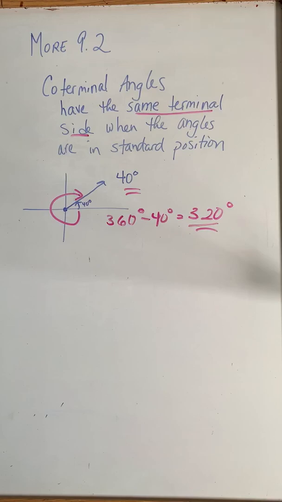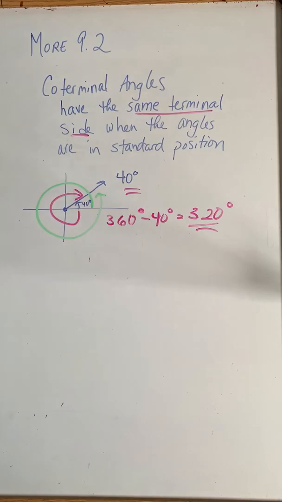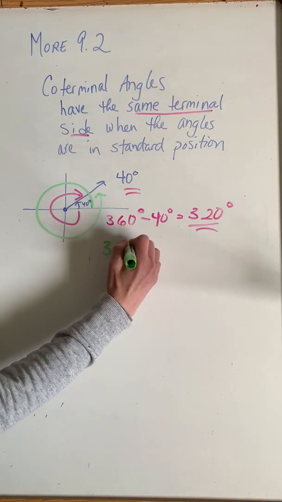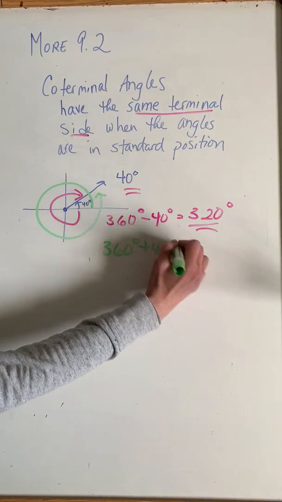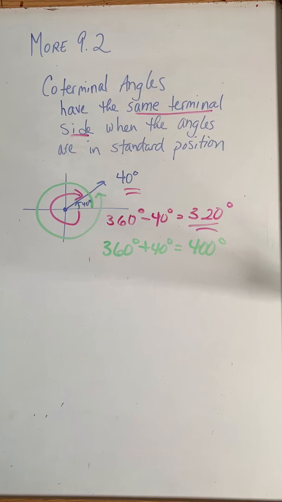Is that the only angle that's coterminal to 40? Is 320 degrees the only angle that's coterminal to 40 degrees? Hopefully you are shouting, no, of course not. There are lots of them, because we could just keep rotating in either direction. So I could make a full rotation plus that 40. I could have a coterminal angle that is 360 plus 40 degrees, which is 400 degrees.